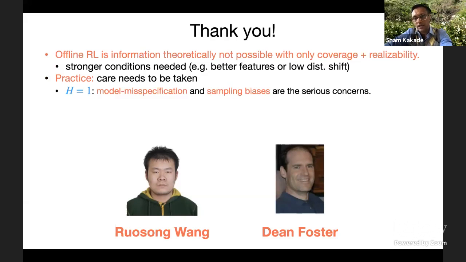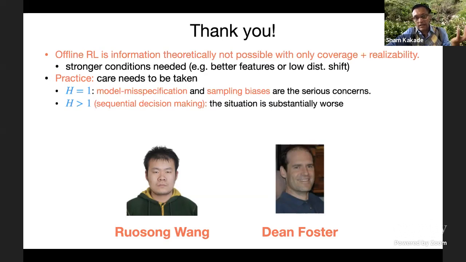of care, because even in the short horizon problem, it's already hard due to model misspecification and sampling biases, because our modeling assumptions aren't correct. And we really care a lot about this because, you know, if you're doing treatments and things like that. Okay, and when we move to H bigger than 1, the sequential decision-making setting, the situation is substantially worse, because under the same set of assumptions, in the best case scenario, it might not even work without stronger assumptions. Okay, and that's pretty concerning.